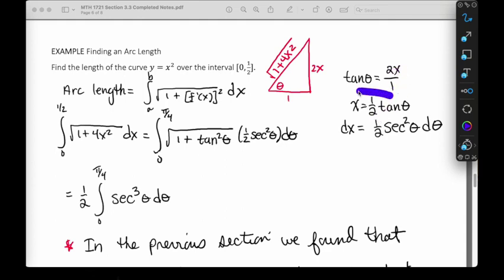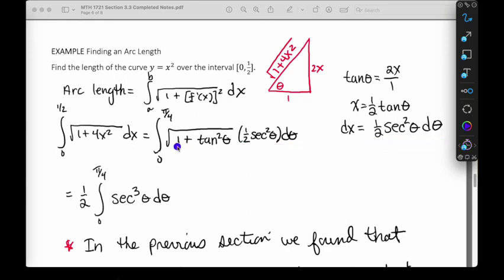When I solve this for x, I get that x is a half tangent theta. Then when I take the derivative, I get dx is 1/2 secant squared d theta. So I'm going to substitute 1/2 tangent theta in for this x here, and that's going to give me 1/4 tangent squared. The 1/4 with this 4 is going to give me 1, so I'm just going to have tangent squared here. Now I'm going to replace dx with 1/2 secant squared d theta. So that goes here.